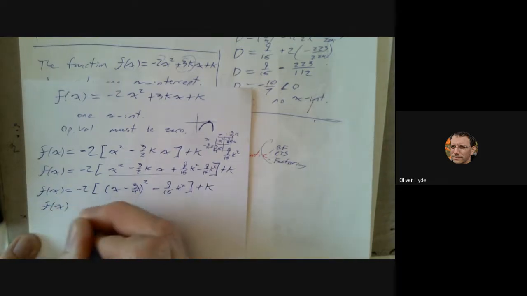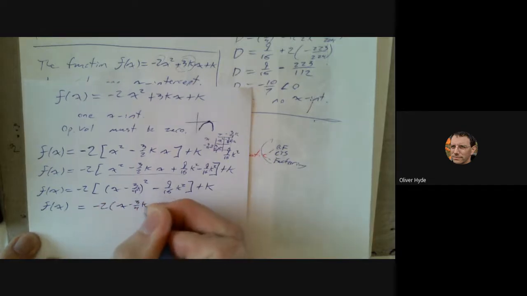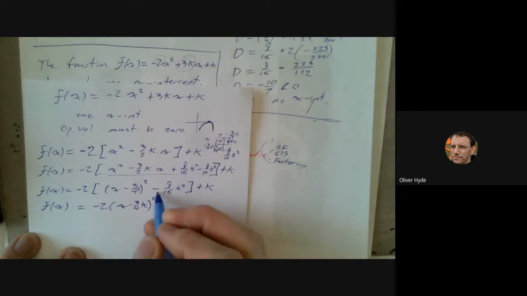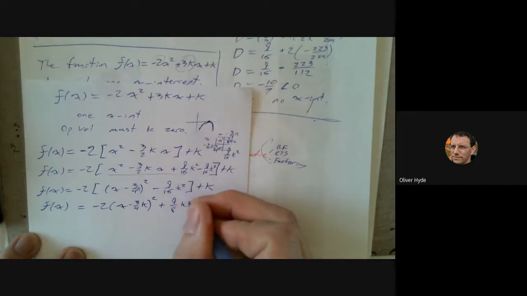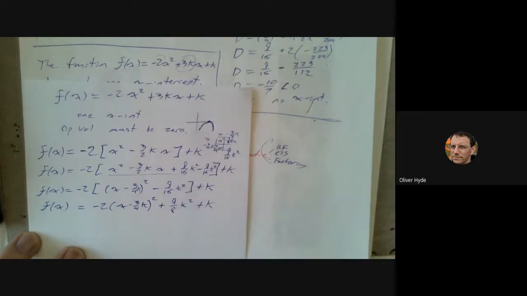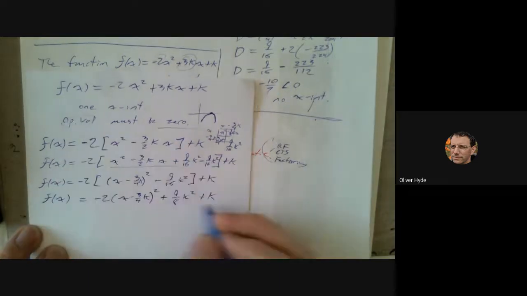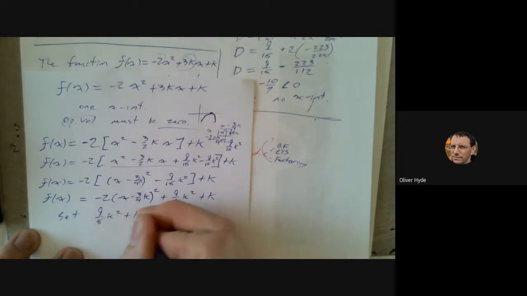I'm going to distribute my negative 2 through. That'll give me negative 2 times x minus 3/4 k, that should be squared, up top. Then negative 2 times negative 9/16. So I'm going to simplify the 2 and the 16 down to positive 9/8 k squared plus k. And reminding myself that my optimal value must be 0, this means that I'm going to set 9/8 k squared plus k equal to 0.